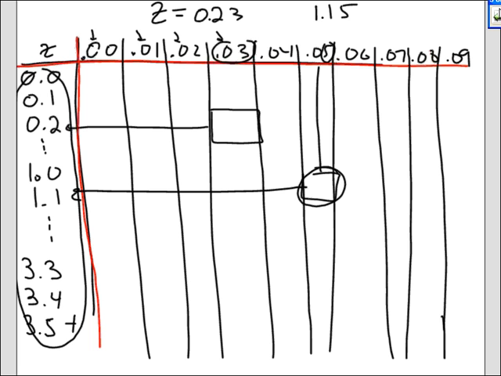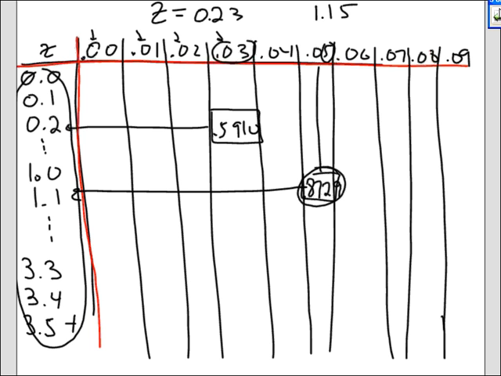Now the z-score corresponds to numbers. And you have every right to say, what number? It's the number where I put these boxes. The z-score that corresponds to 0.23 is 0.5910. 1.14 corresponds to 0.8729.